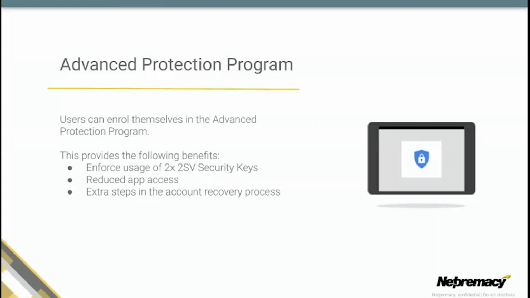The second item is reducing app access. For users on the Advanced Protection Program, regardless of app access control, we can do that at a different time. If a user's on the Advanced Protection Program, we can only allow Google Core apps and specific third-party apps to access the emails and drive files of that particular user. And the final thing was extra steps around the recovery process.